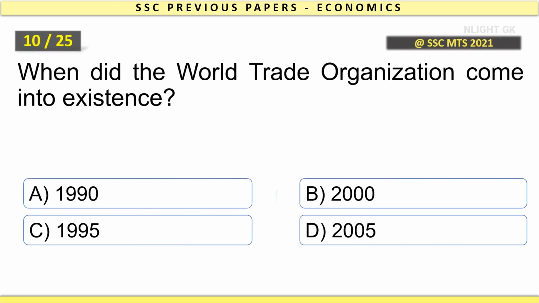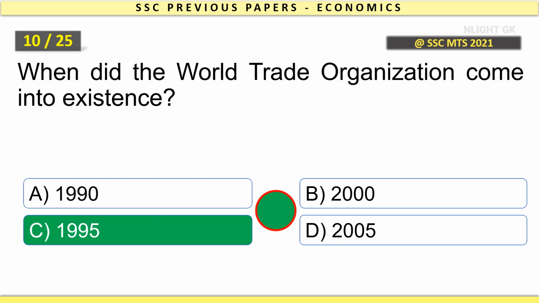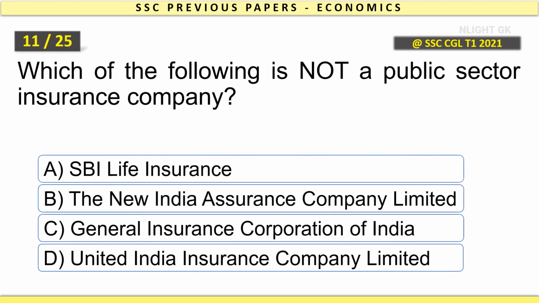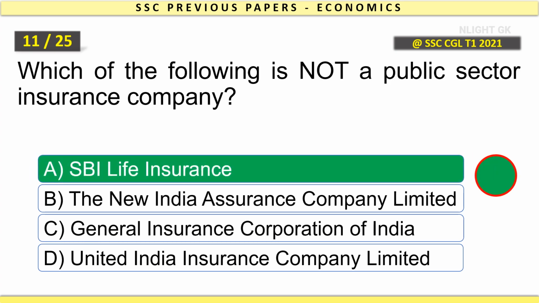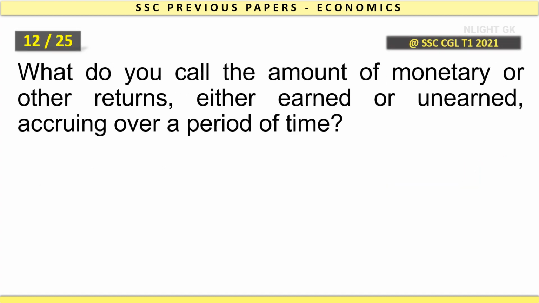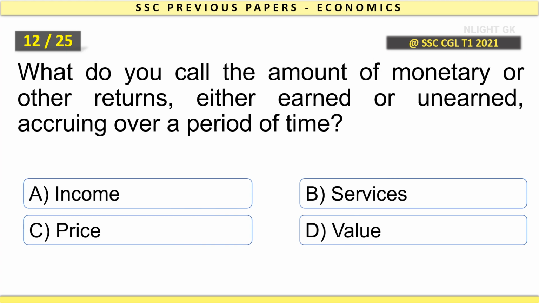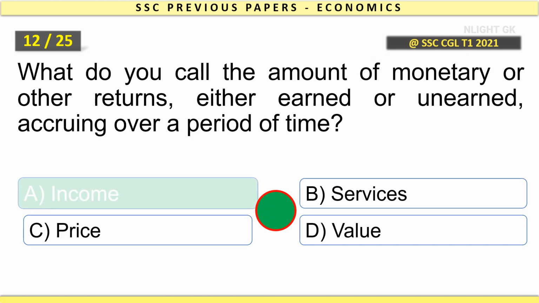When did the World Trade Organization come into existence? In 1995. Which of the following is not a public sector insurance company? SBI Life Insurance. What do you call the amount of monetary or other returns, either earned or unearned, accruing over a period of time? Income.